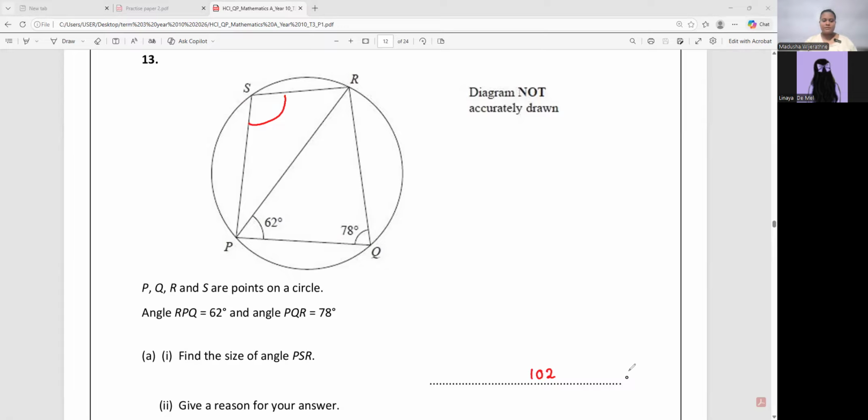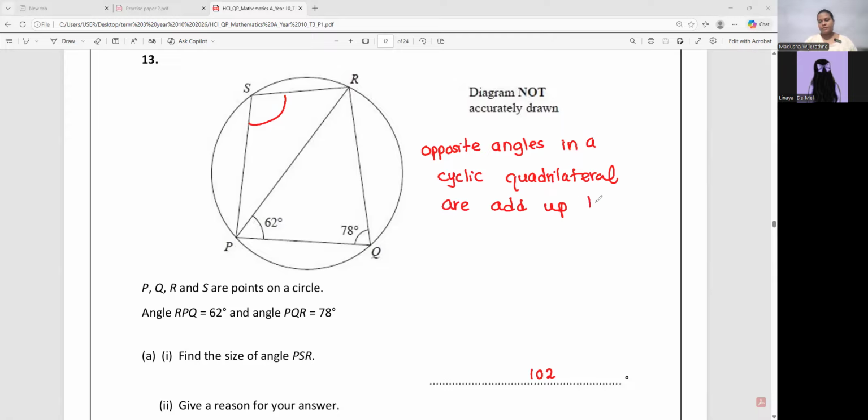So write the reason in the correct way. The second part, they are asking for the reason. Opposite angles in a cyclic quadrilateral add up to 180 degrees.